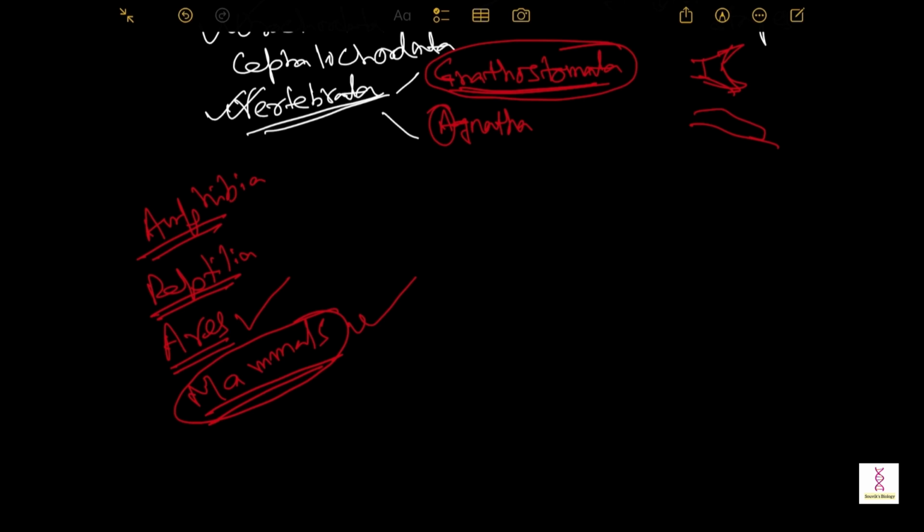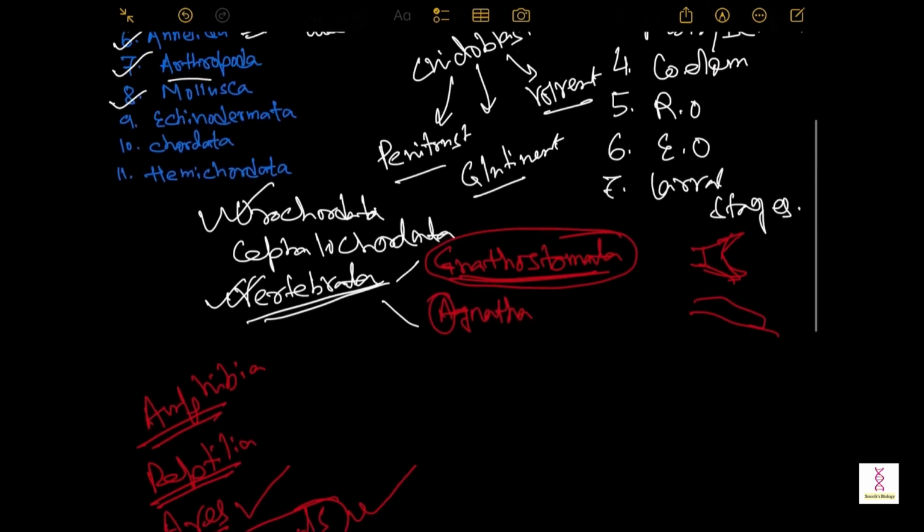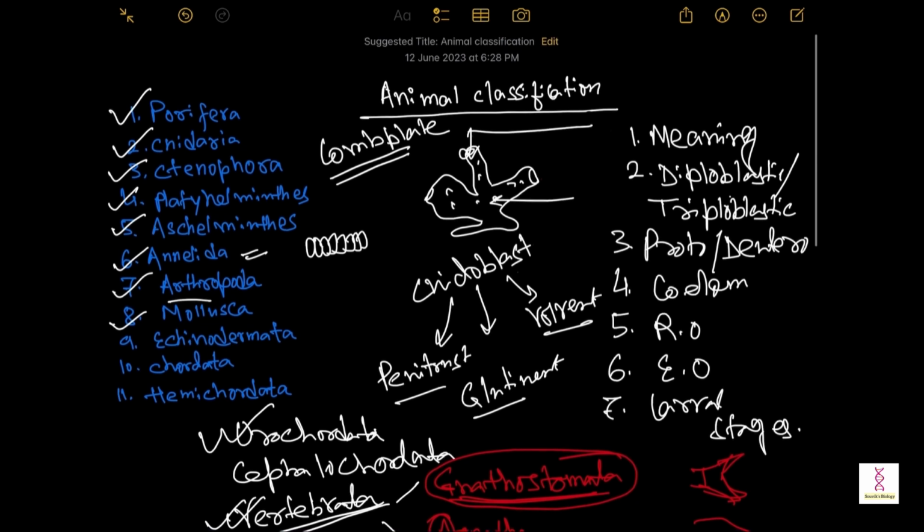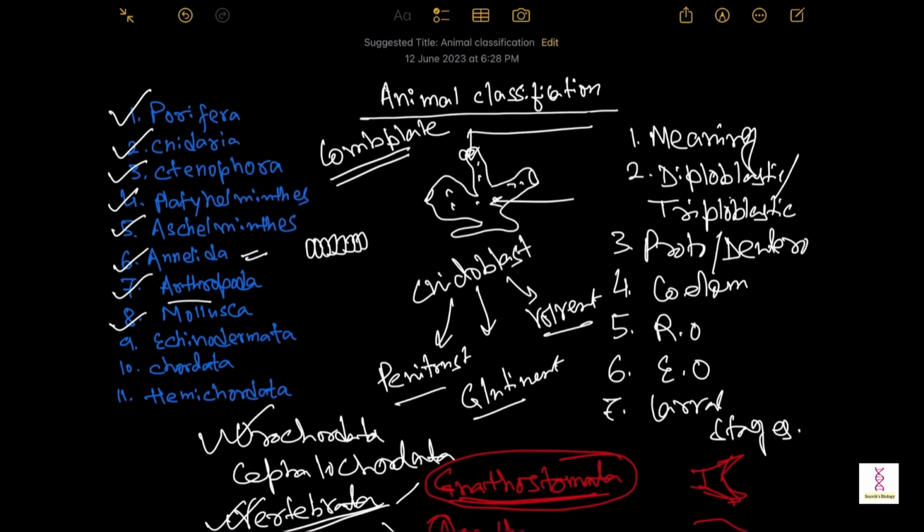So now I am not discussing too many things. So this is the part of the animal classification which I have discussed. Okay, so you have to read it this way, and you can read it easily. I think it will be helpful for you guys.